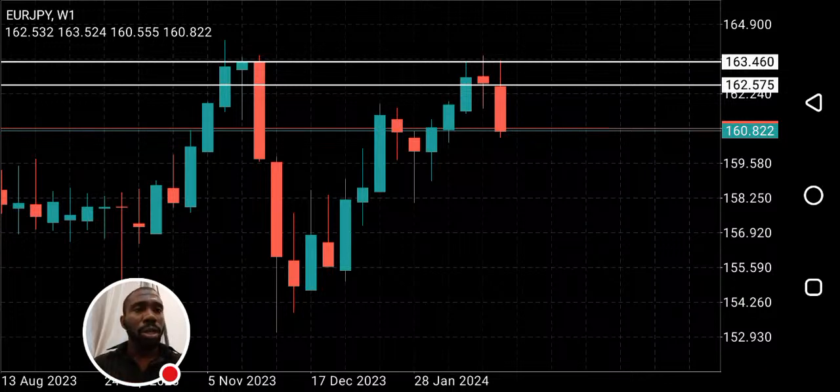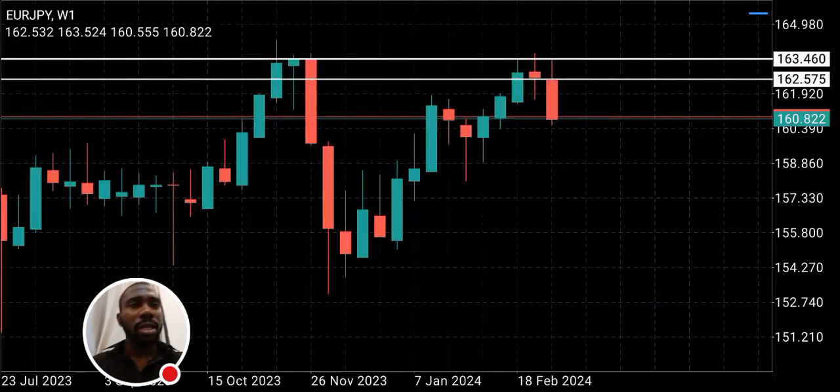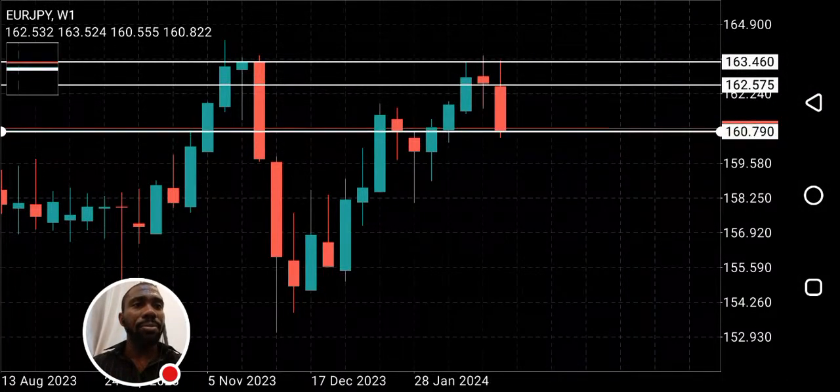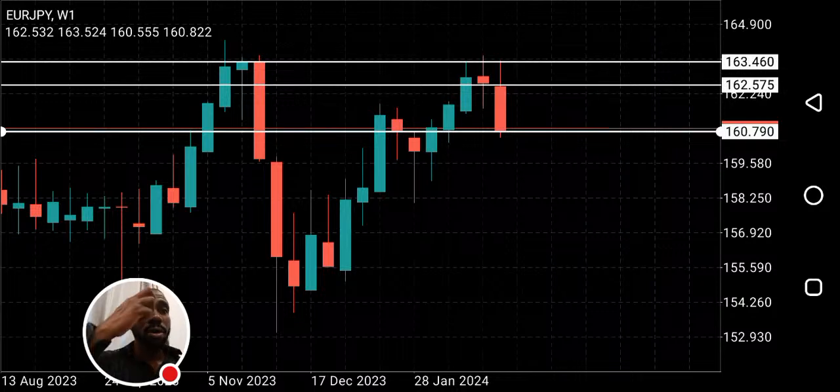Now the market is trading at 160.79. That's about 200 pips from our entry price, where we should have entered sell. The market is now trading 200 pips below that level. Why would we want to sell from that level?